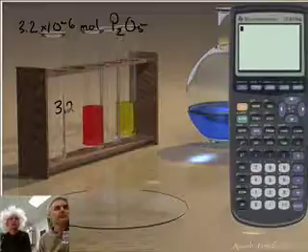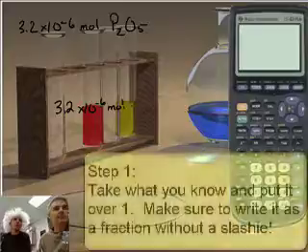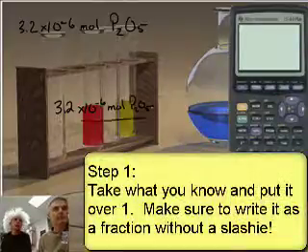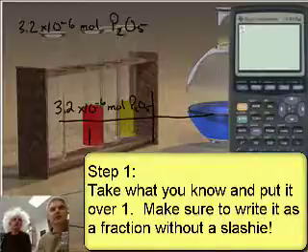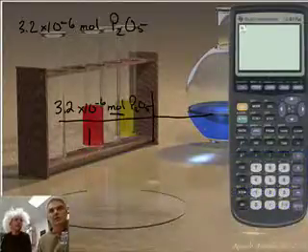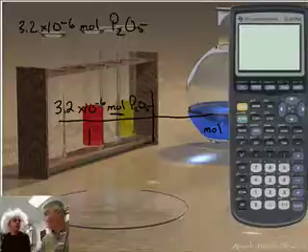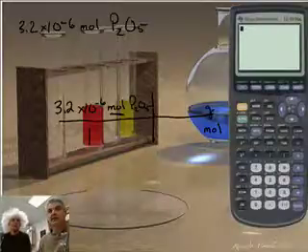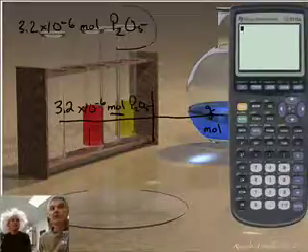Let's turn that into grams. So we're going to take that number, 3.2 times 10 to the negative 6 moles of P2O5, and put it over 1. Now we're going to convert that into grams using the molar mass of P2O5. So I'm going to put moles on the bottom, and grams on the top.